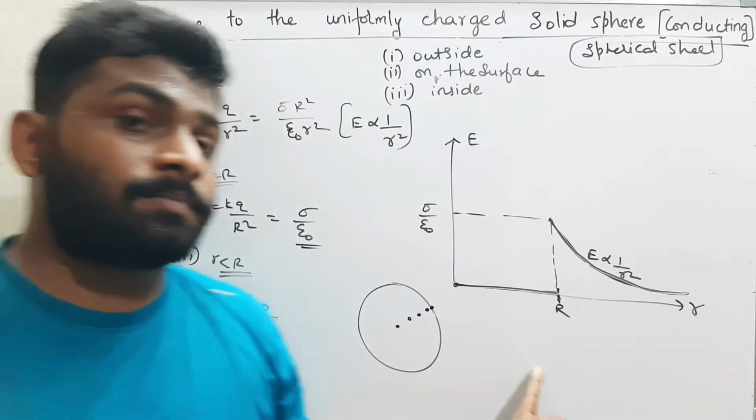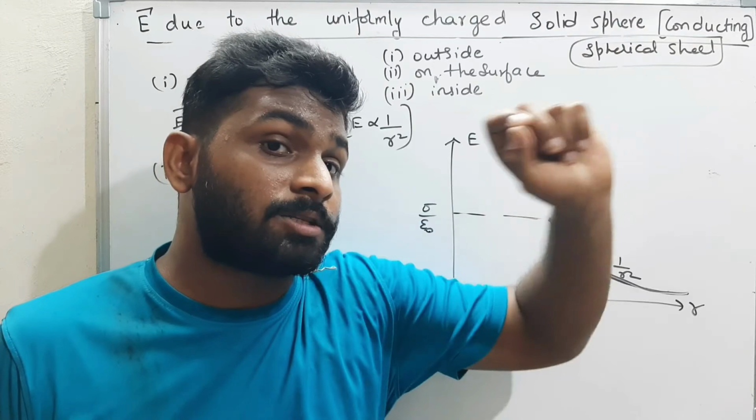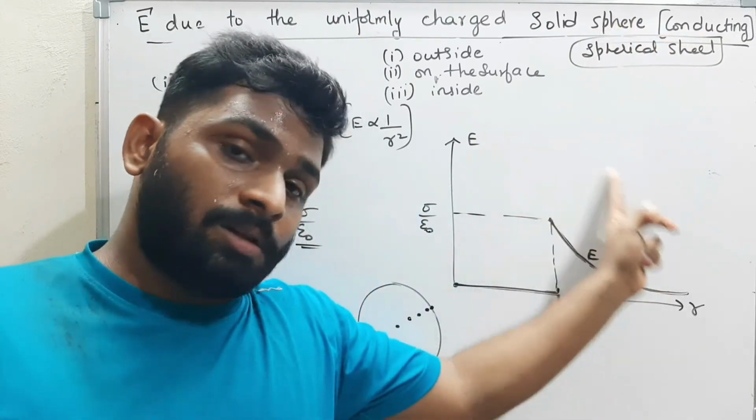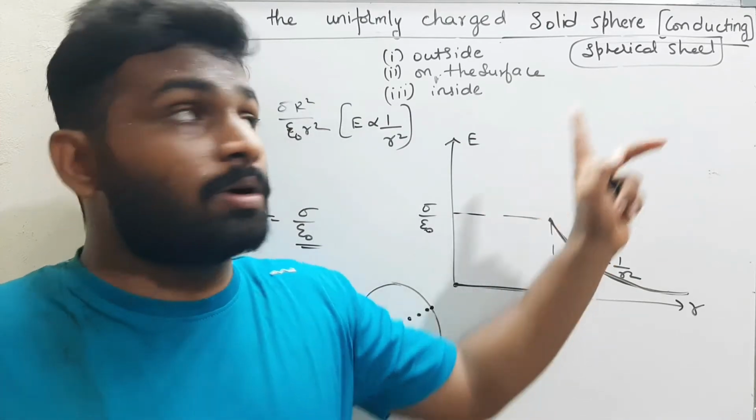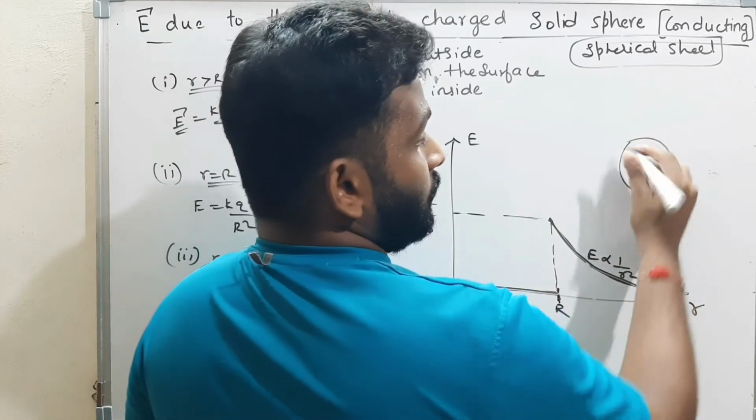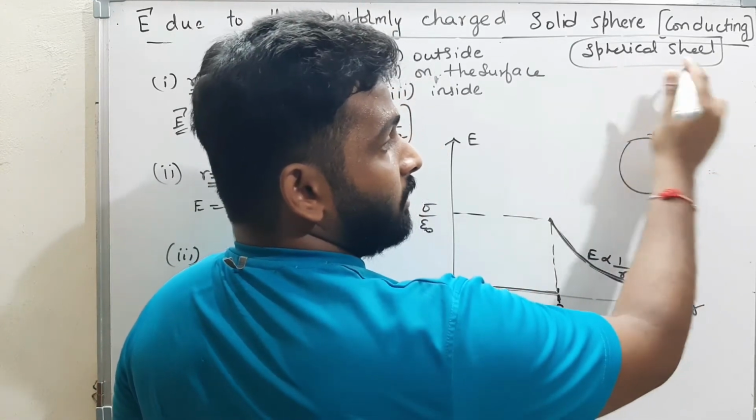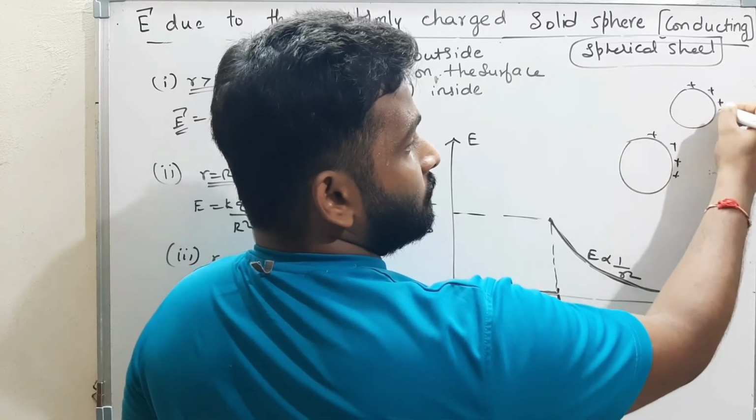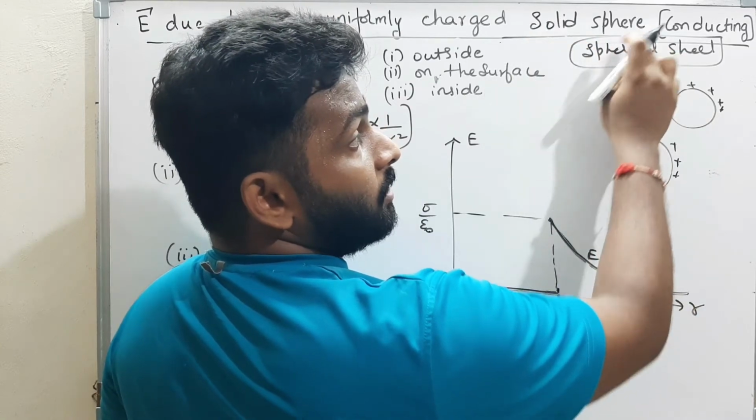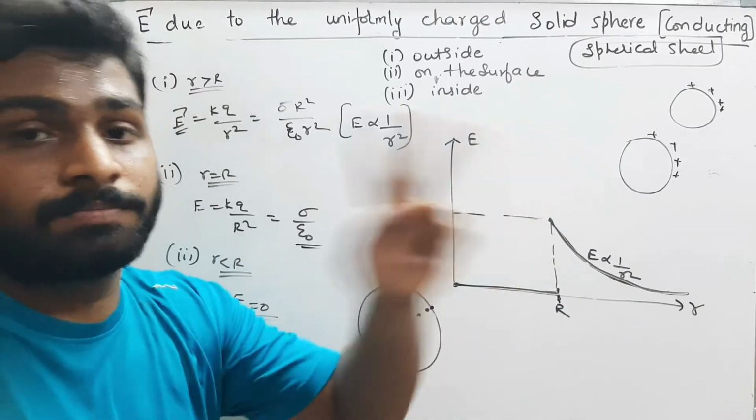I think this is clear. For a conducting solid sphere or a spherical shell, the graph and the solution are the same, because both will act like the same body. In a conducting solid sphere, the charge will be on the surface, and in a spherical shell, the charge will be on the surface. Both will act similarly. Therefore, for a conducting solid sphere or a spherical shell, if they ask to find the values, we have to use the same formulas.